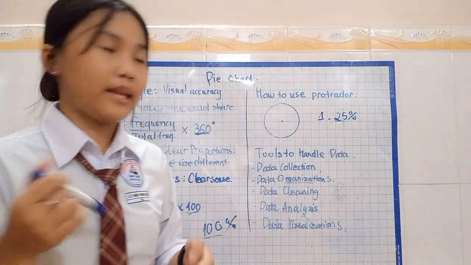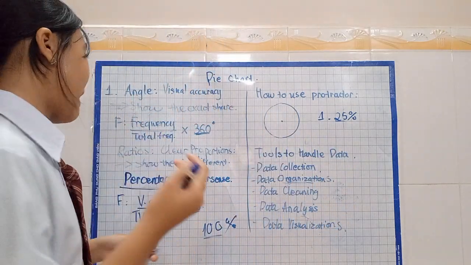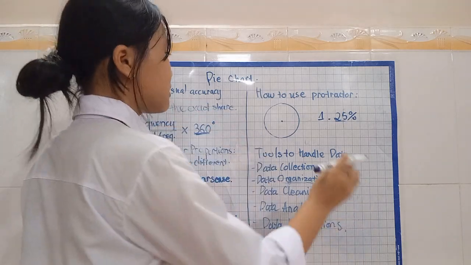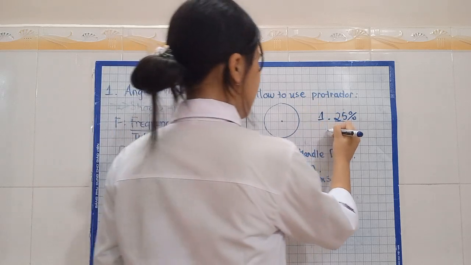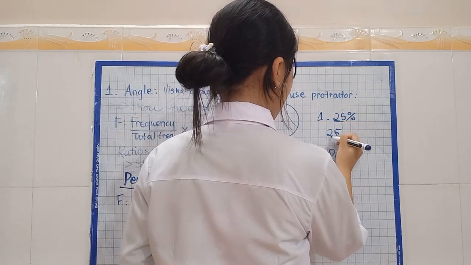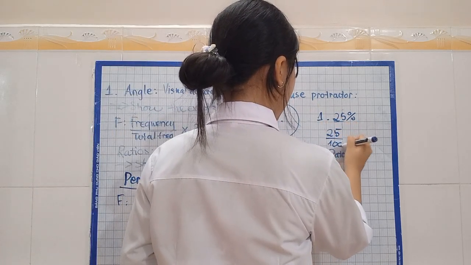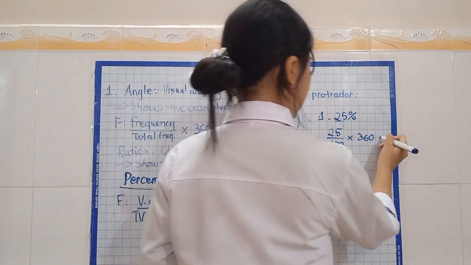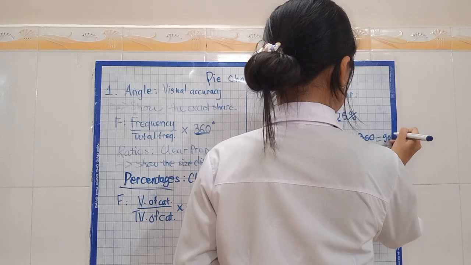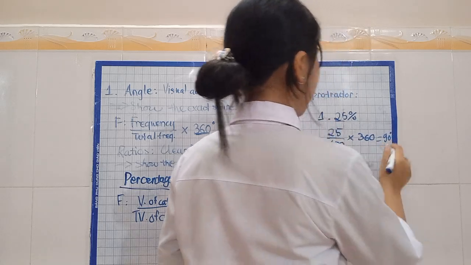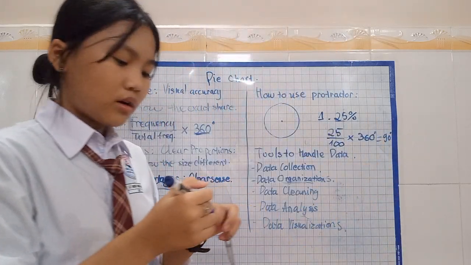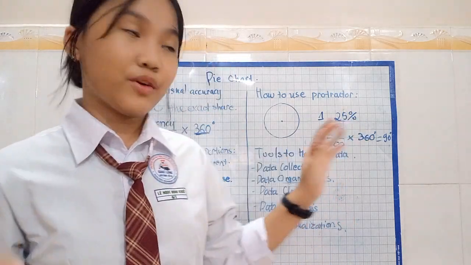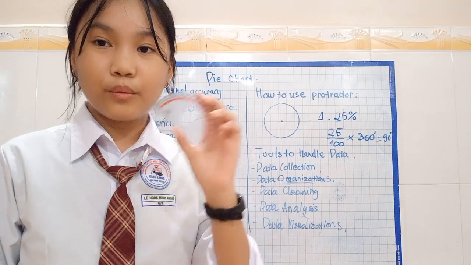So now look at our percentage. We want to convert it into an angle. How we convert is that we will use a formula. Our formula is 25 divided by 100 and then times 360. So our total is 90, and so 90 here will be 90 degrees. So our shape here will be 90 degrees. And now for our protractor, how do we actually use it and how do we draw it?